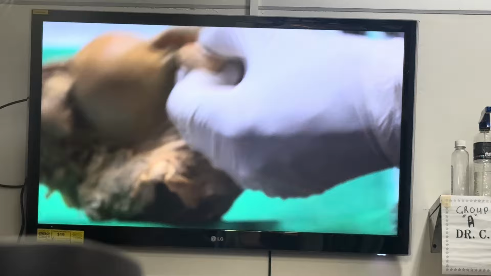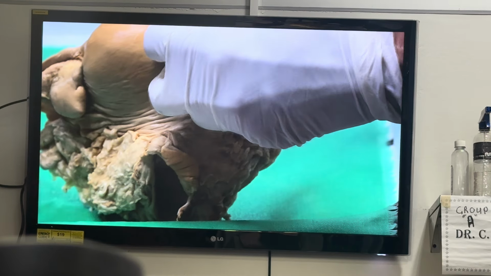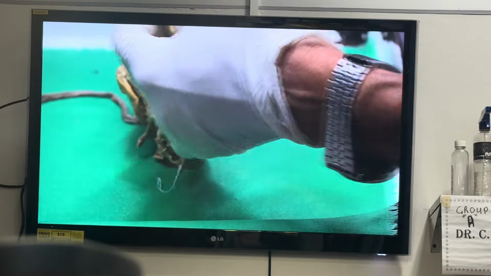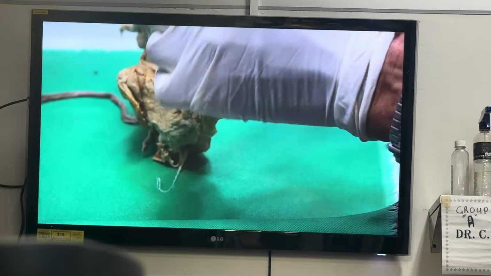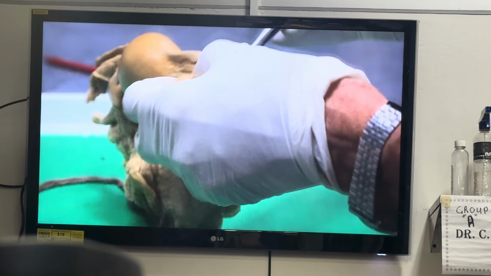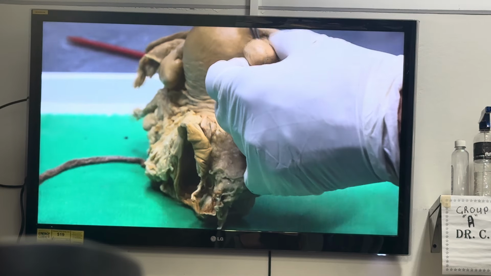I'm trying to see if I can see it here. Here it is. It is in continuity. I don't know if you can see that three-dimensionally. Hold the tube out of the way. This here that I'm holding is the round ligament, and this here that I'm holding is the ovarian ligament.